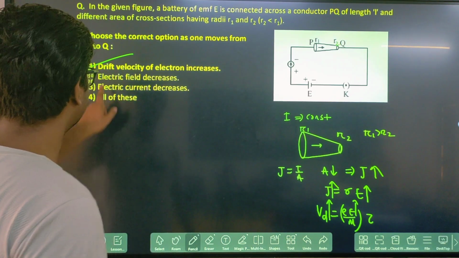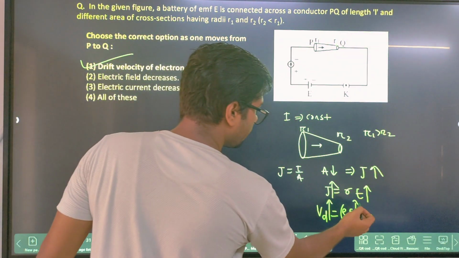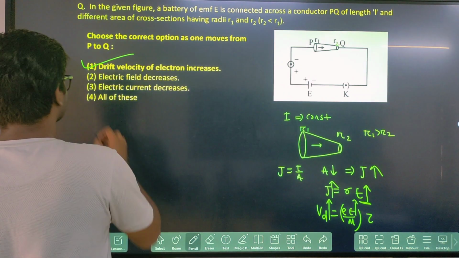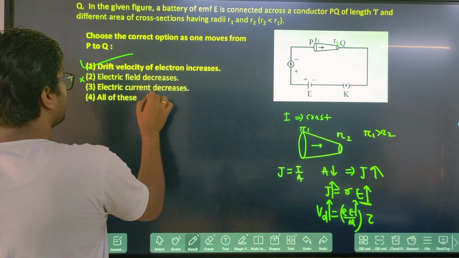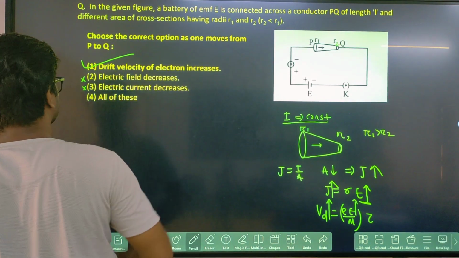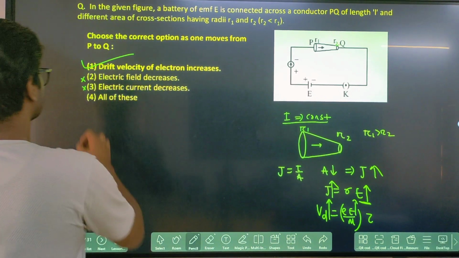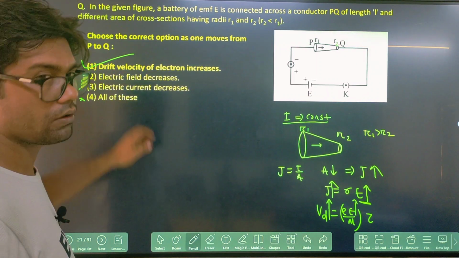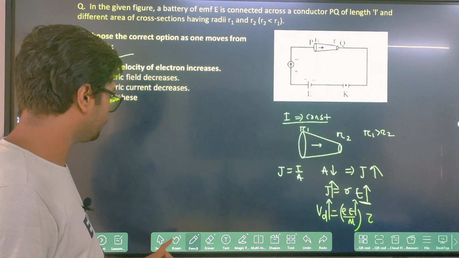This is true. Electric field decreases? No, the electric field is increasing here. This will be false. Electric current decreases? The electric current is constant here. So this is also false. All of these are not correct. So option number 1 will be your correct option. Clear?